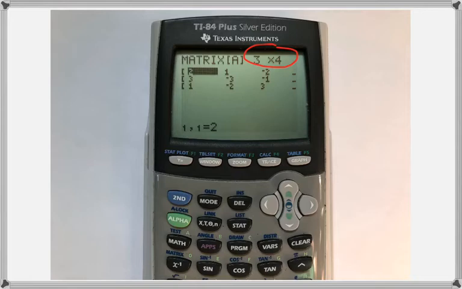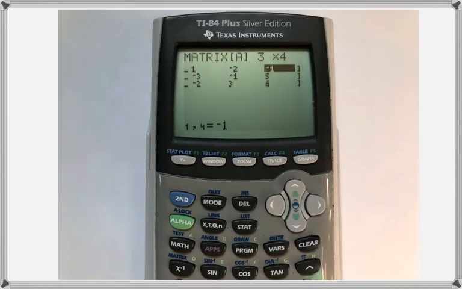And kind of like on the first one, my calculator only shows 3 columns at a time, so you are going to have to scroll over to see your fourth column here. But once you enter in all the data, you can quit out. So second, quit.